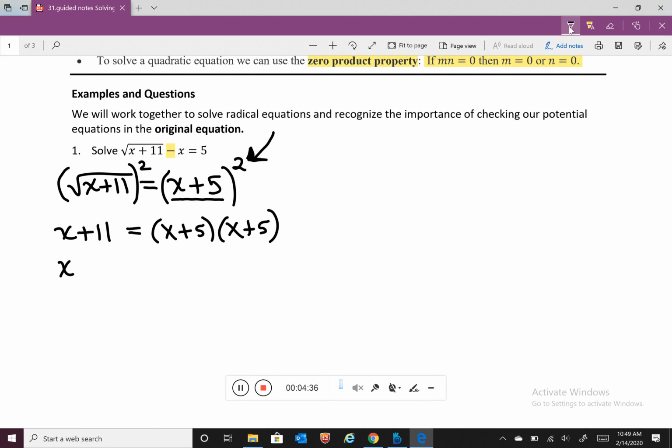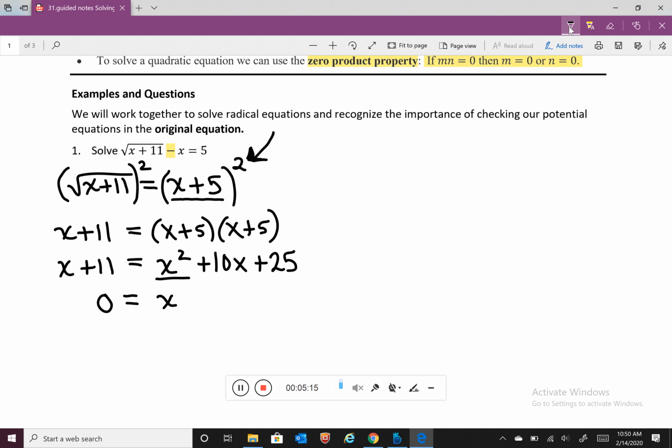So left-hand side, we'll leave it alone as x plus 11. But the right-hand side, when we distribute and simplify, we have x squared. The outside distribution gives us plus 5x, but the inside distribution gives us plus 5x as well, for a total of 10x. And then the last distribution gives us 25. Now this is a quadratic equation because the highest exponential power is 2. Therefore, we need to set this equal to 0 in order to solve it.